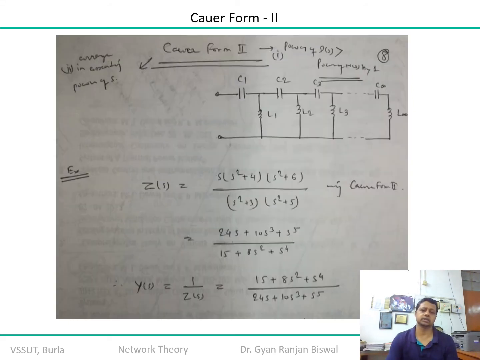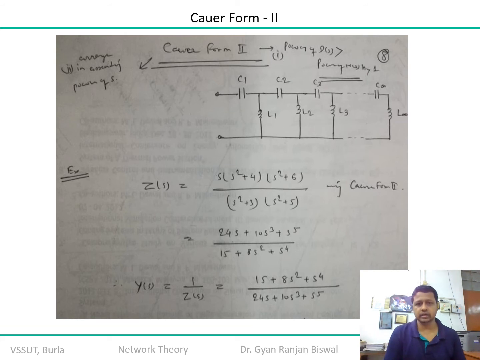As we have discussed, Foster form 2 is nothing but a dual of Foster form 1. Similarly, Cauer form 2, CF2, is nothing but the dual of Cauer form 1. In case of Cauer form 1, we see that the power of the numerator is 1 higher as compared to the power of the denominator. So in Cauer form 2, which is the dual of Cauer form 1, the power of the denominator should be 1 higher than the power of the numerator. So from here itself, you remember that you can attempt your short question. That is one of the signatures of Cauer form 2 or Cauer form 1.